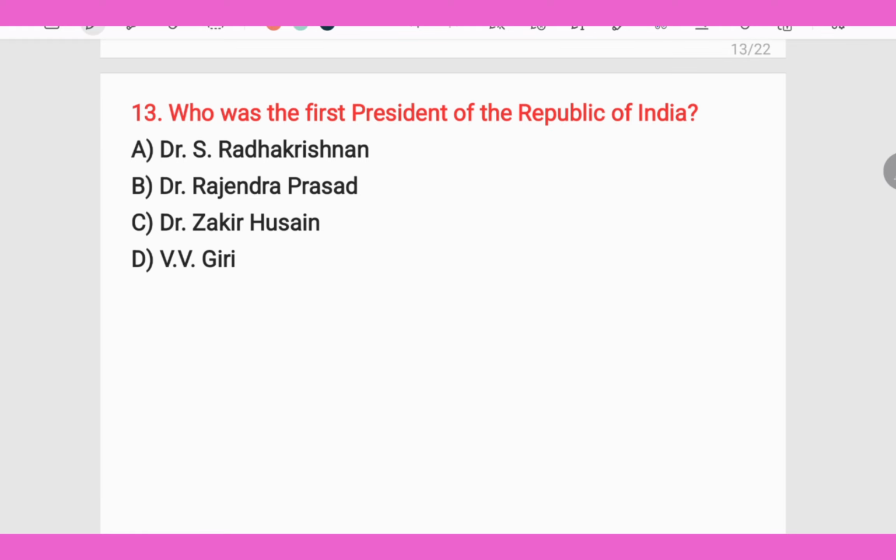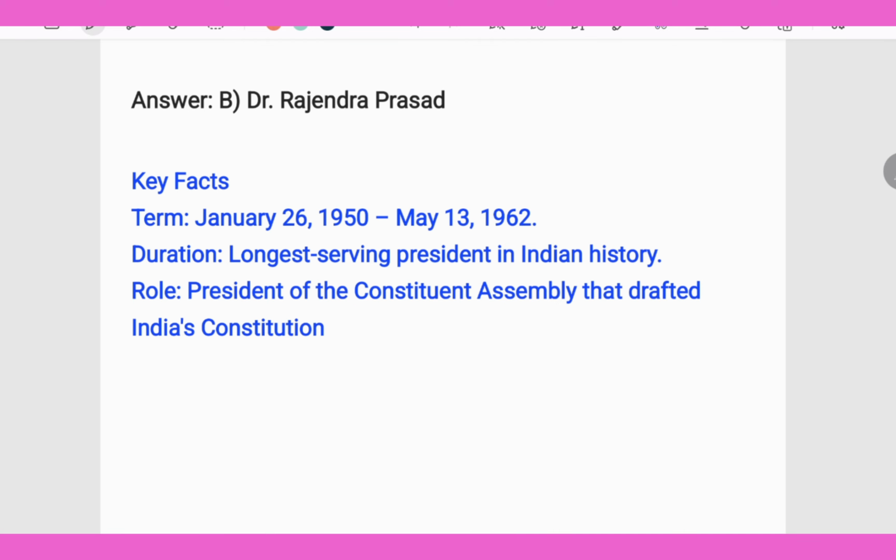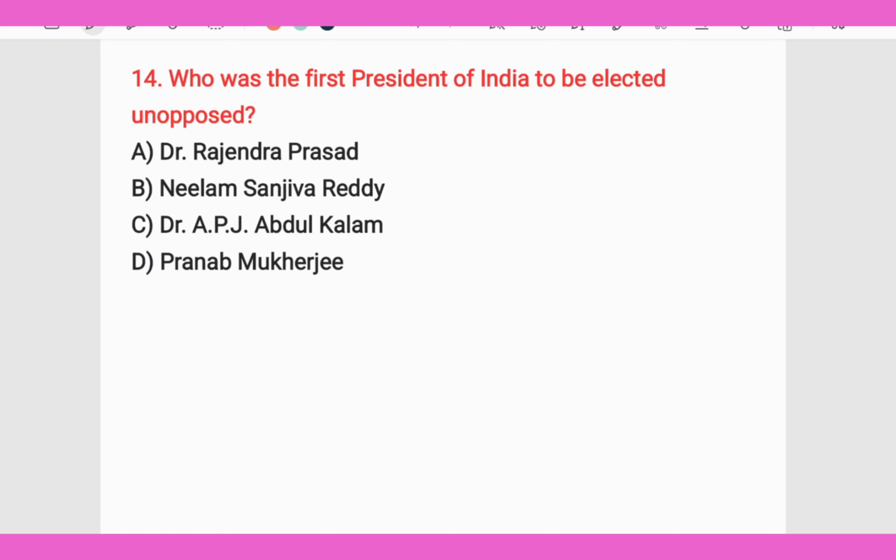The next question is, who was the first president of the Republic of India? Okay, and the answer is Dr. Rajendra Prasad, from January 26, 1950 to May 13, 1962. The longest serving president in India's history. The president of the Constituent Assembly, who drafted the Indian Constitution.